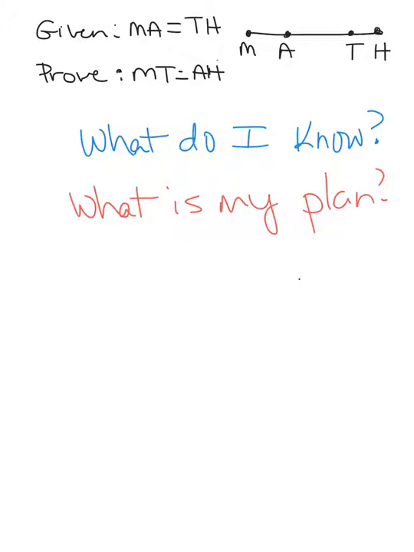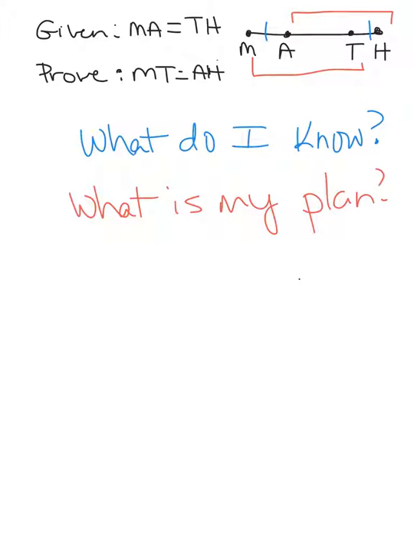Let's take a look at our next proof. So we have given MA is equal to TH. I'm actually going to just mark this up as I go, as my thought process is going. And then I'm trying to prove that MT is equal to AH.